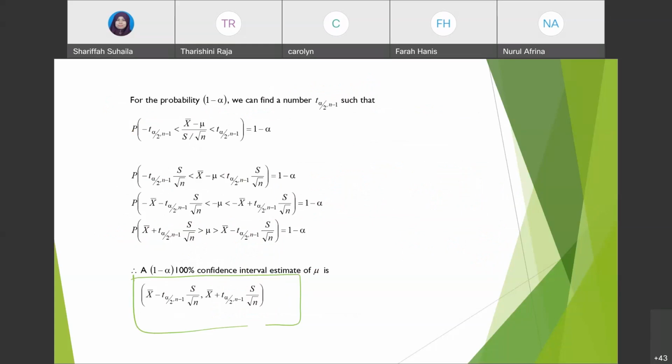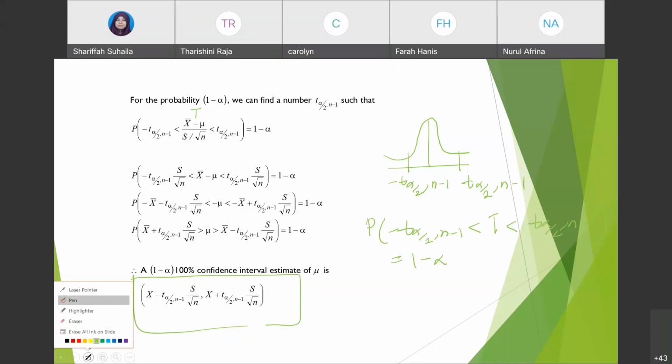Now we construct the confidence interval. For the probability 1 minus alpha, we can find a number T alpha over 2, N minus 1, such that, because the T distribution is roughly like the standard normal, we have here minus T alpha over 2 with degrees of freedom, this one, T alpha over 2, N minus 1. So start by replacing, the probability of minus T alpha over 2, N minus 1, less than T less than T alpha over 2, N minus 1, equals 1 minus alpha.